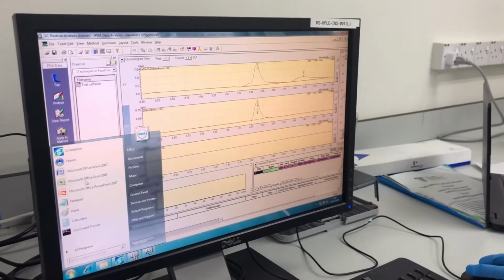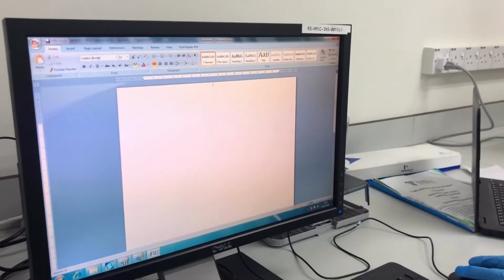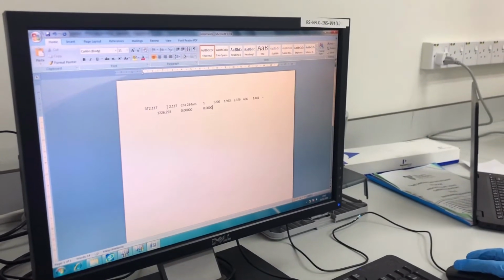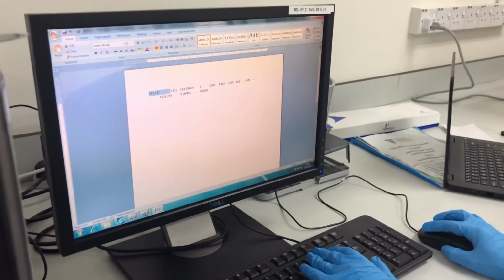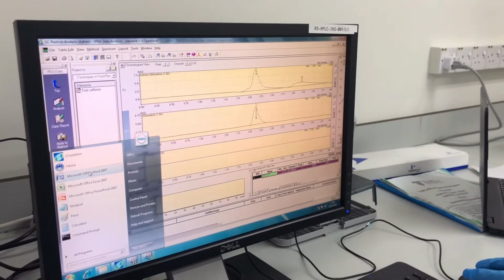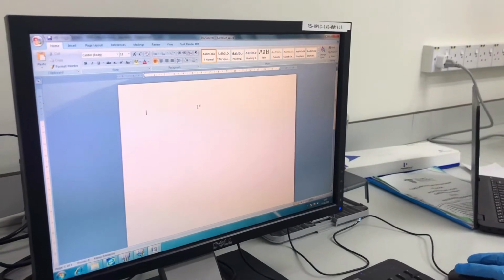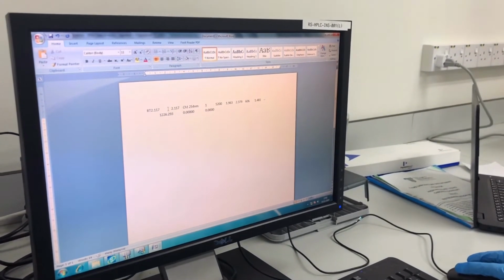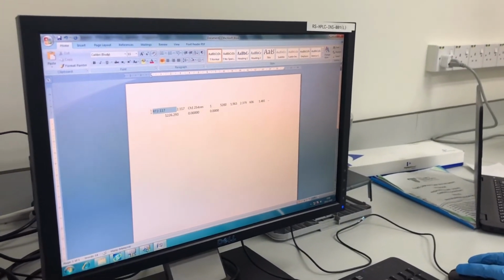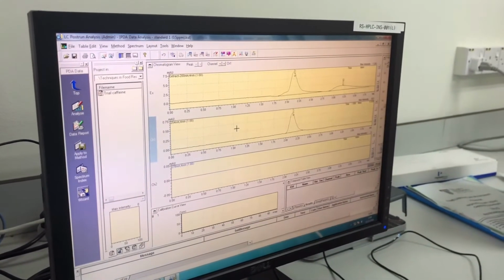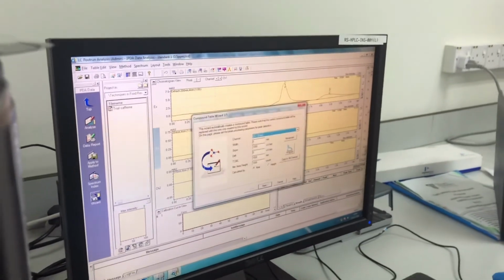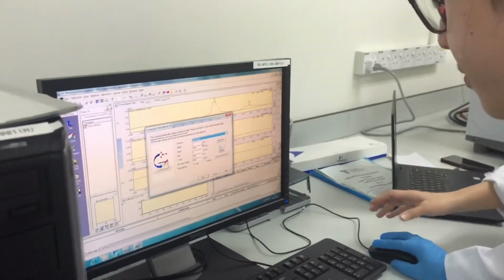Okay, so what we're doing here is that we are running the software. We're just entering the data and the names of the samples together with the corresponding positions on the tray, and then we run the batch, and after the HPLC we are entering the data into a Word document.